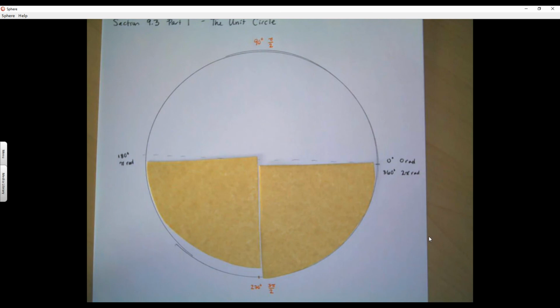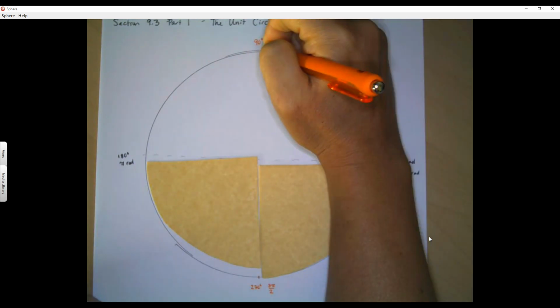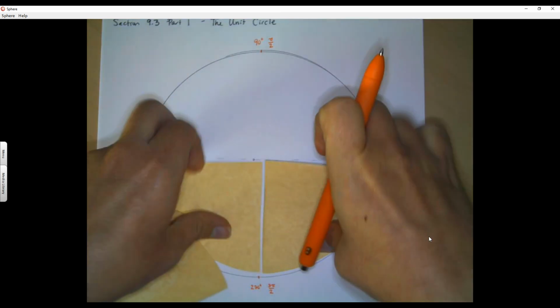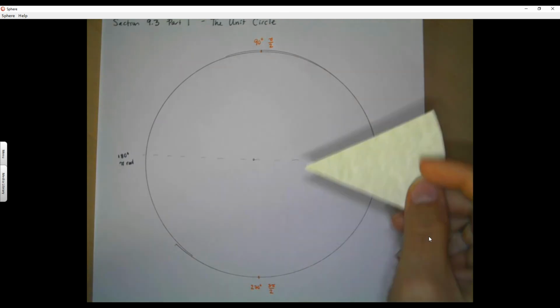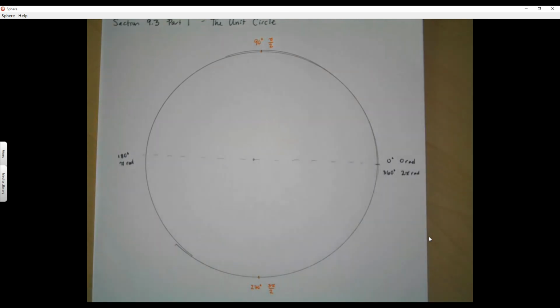Oh, I suppose I could have marked this spot right here. Talking to myself, even from at home, I'm talking to myself while I'm taking the notes, right?